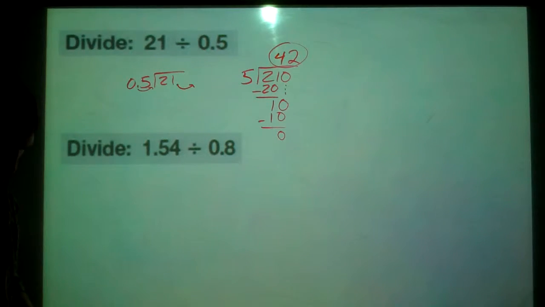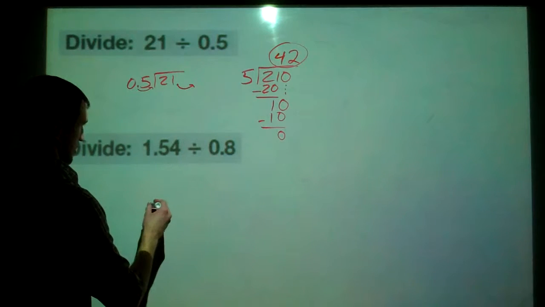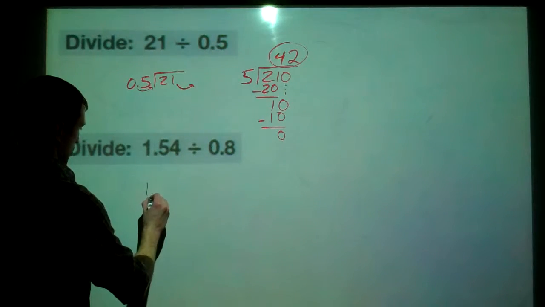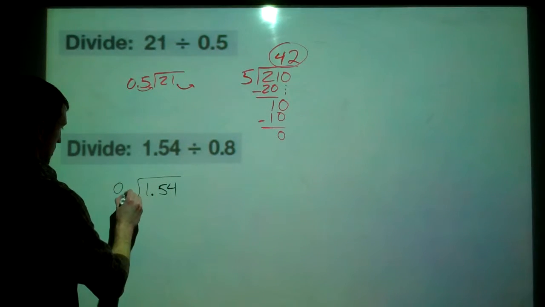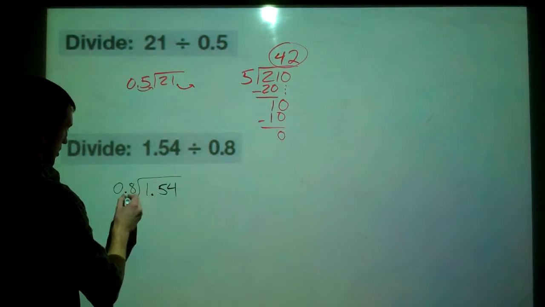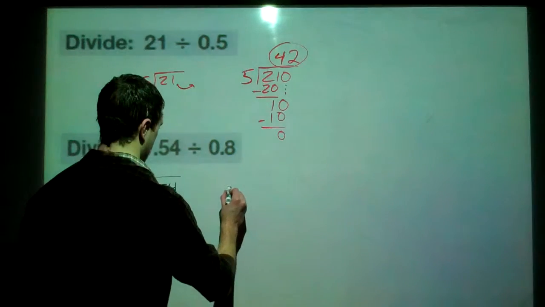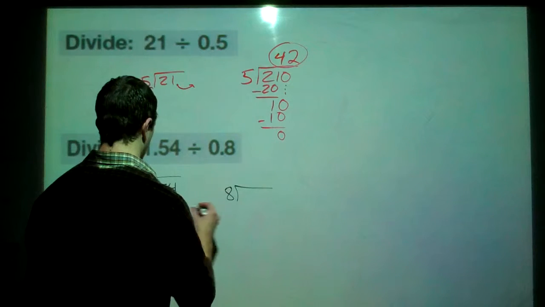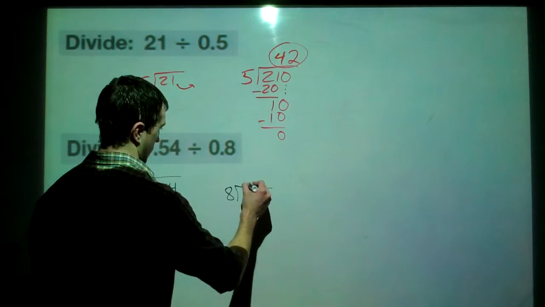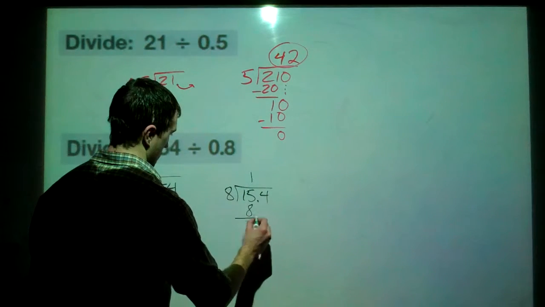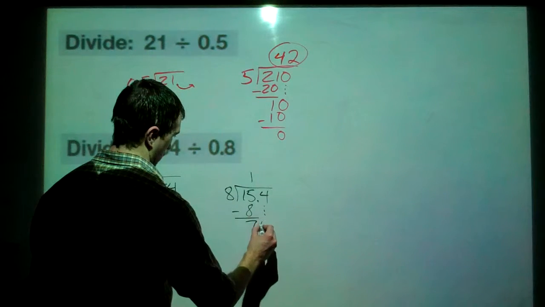Alright, let's do one more of these, and then we'll move on to a different one. Let's see. So 1.54 divided by 0.8. And we want a whole number out here, so we're going to move that over once. Move that over once, so we have 8 and 15.4. 8 goes into 15 once. Subtract, we get 7. Drop that 4 down, we get 74.